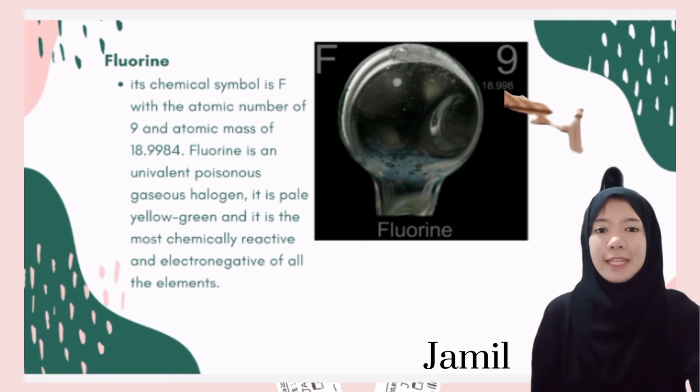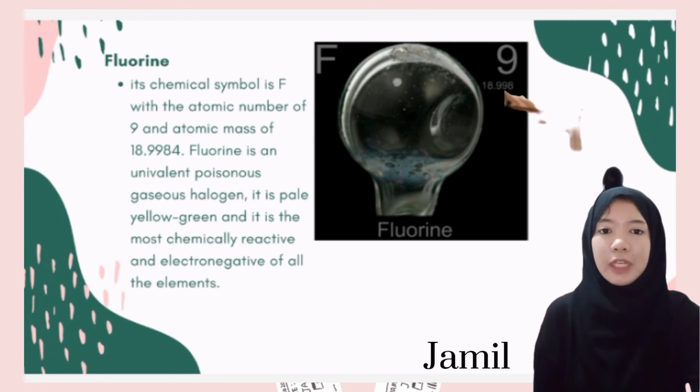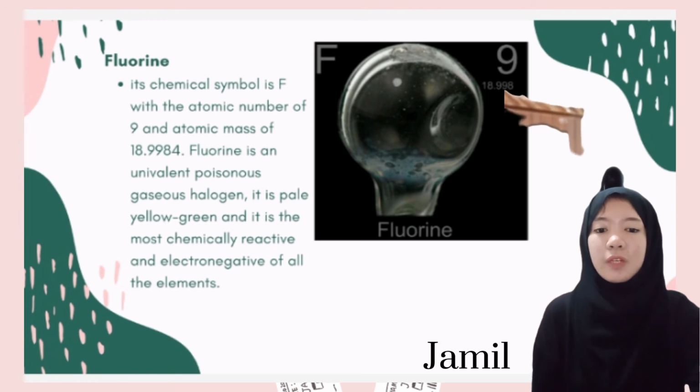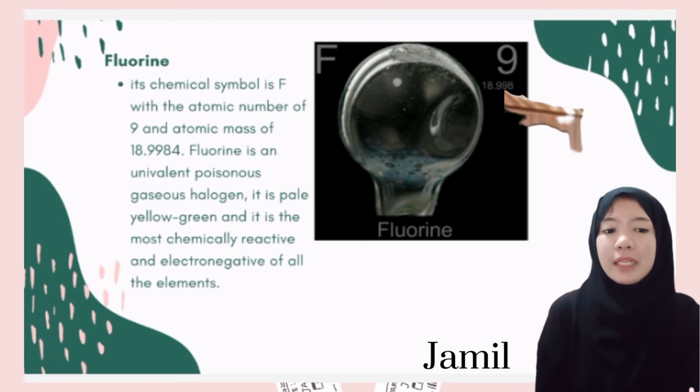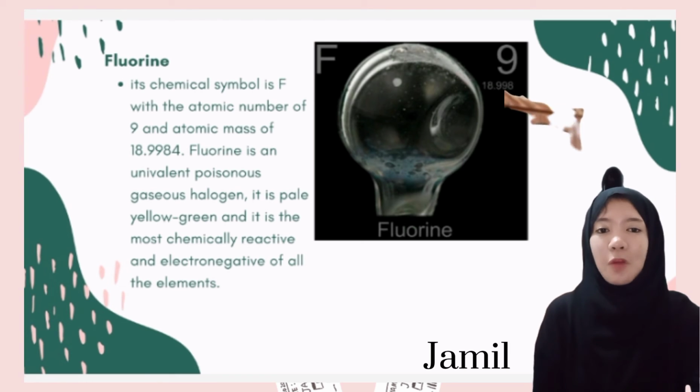So the other chemical element is fluorine. Its chemical symbol is F, with the atomic number of 9 and atomic mass of 18.9984, which is 19. Fluorine is a univalent poisonous gaseous halogen. It is pale yellow-green and it is the most chemically reactive and electronegative of all the elements. It is so reactive that it attacks glass, metals, and even water, as well as other substances.